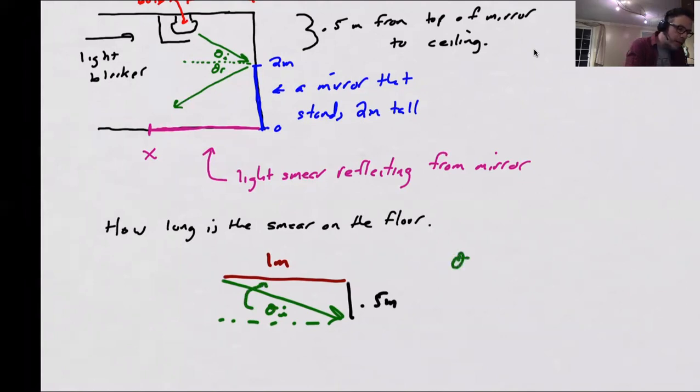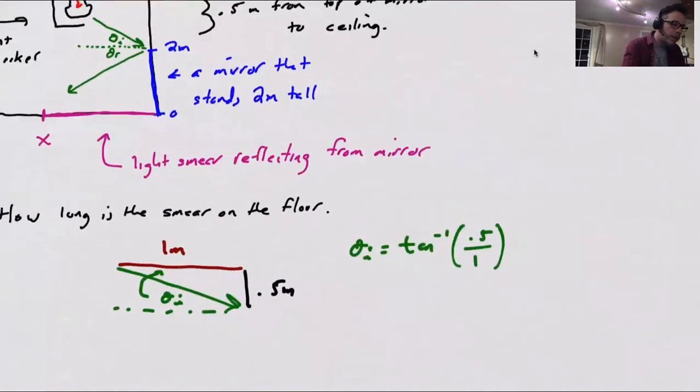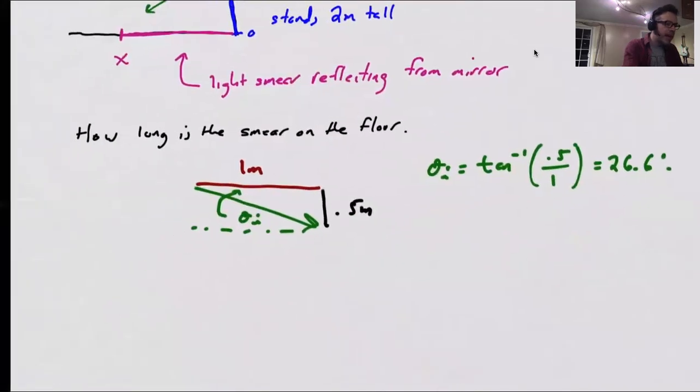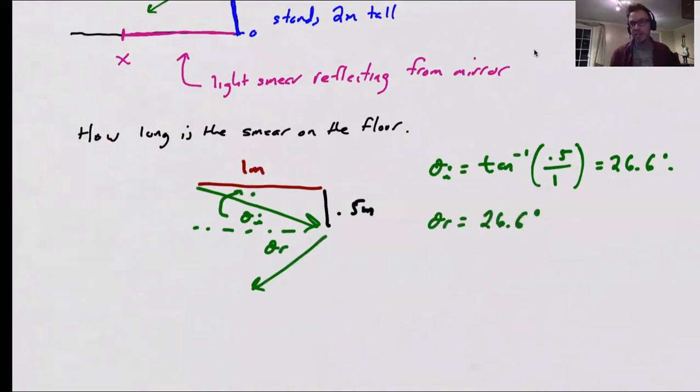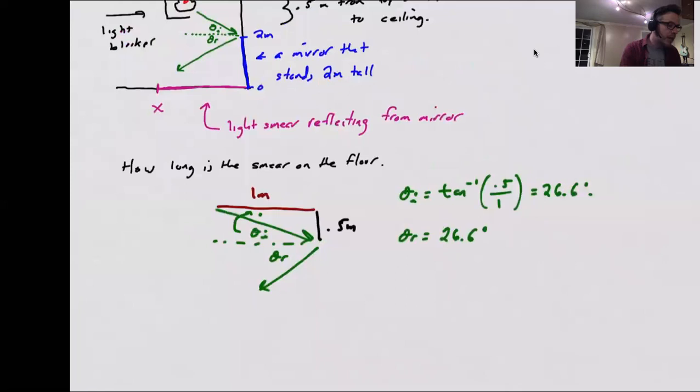So that tells me that theta incident is going to be the inverse tangent, and this is just no physics here, this is just geometry, of the opposite, 0.5, divided by the adjacent, 1, which is going to be about 26.6 degrees. So that angle, which first starts here, then becomes theta incident. But then we know that theta incident is the same as theta reflected. So theta reflected is also 26.6 degrees. There's our physics, yes? That's the law of reflection happening in real time.